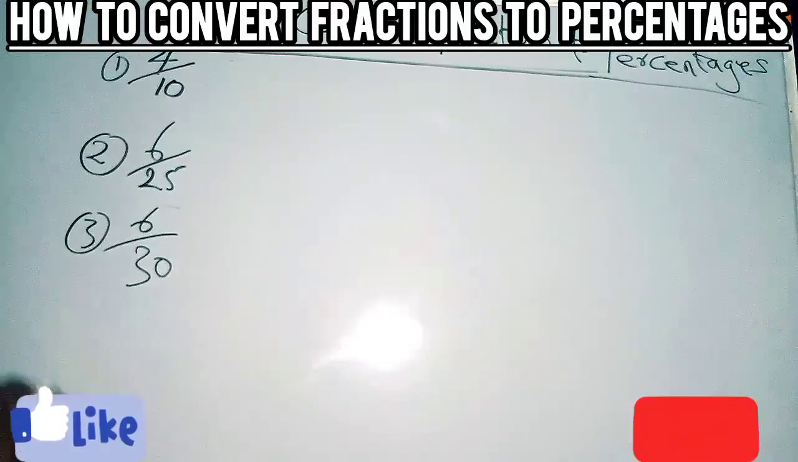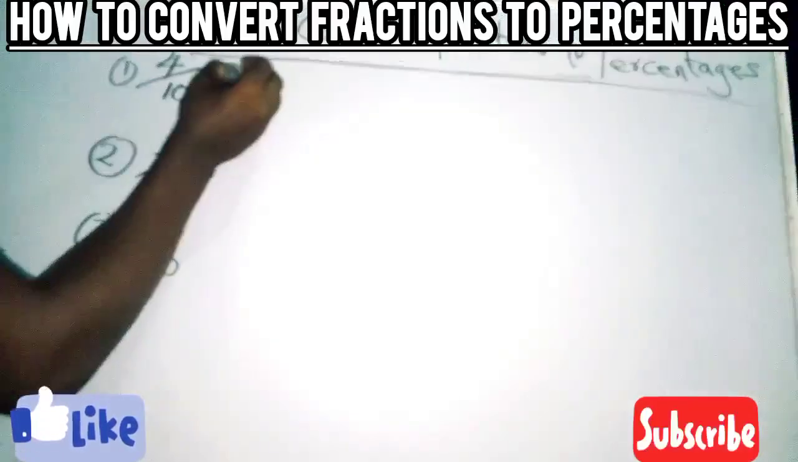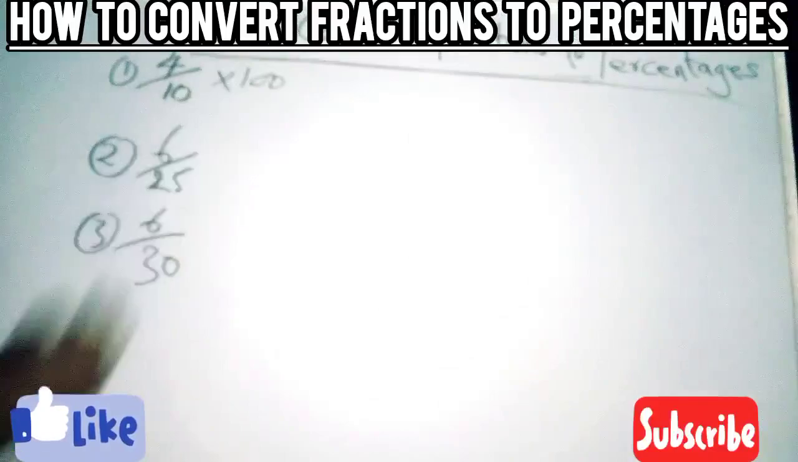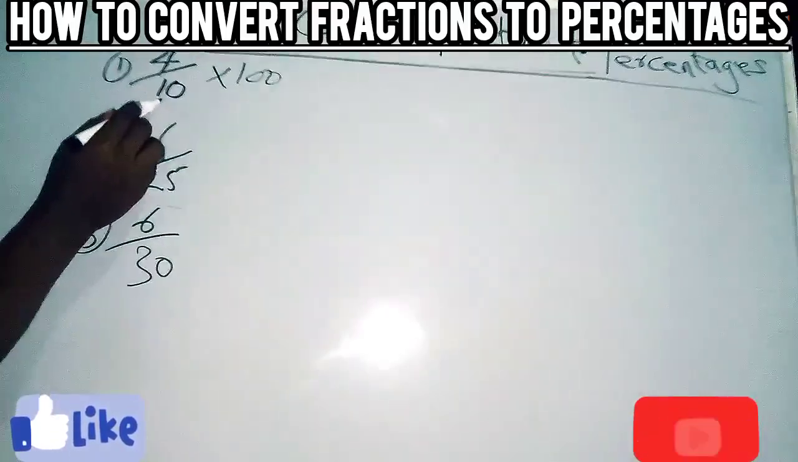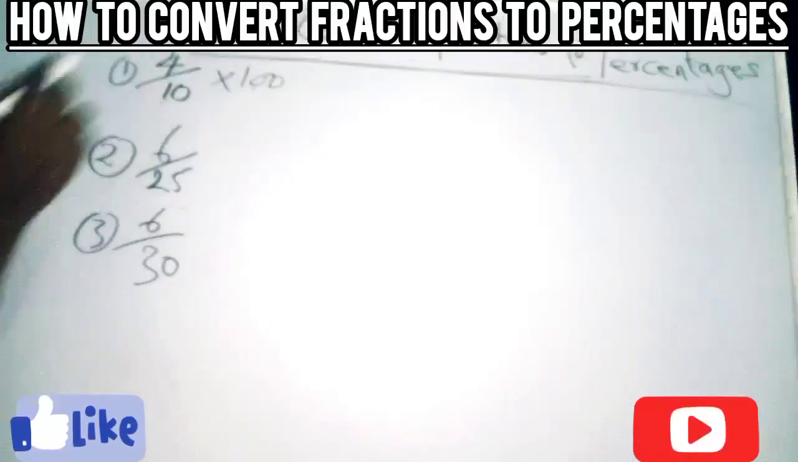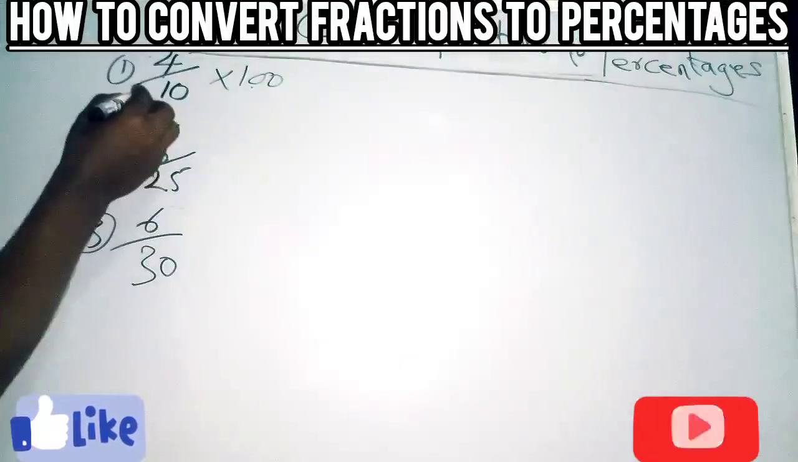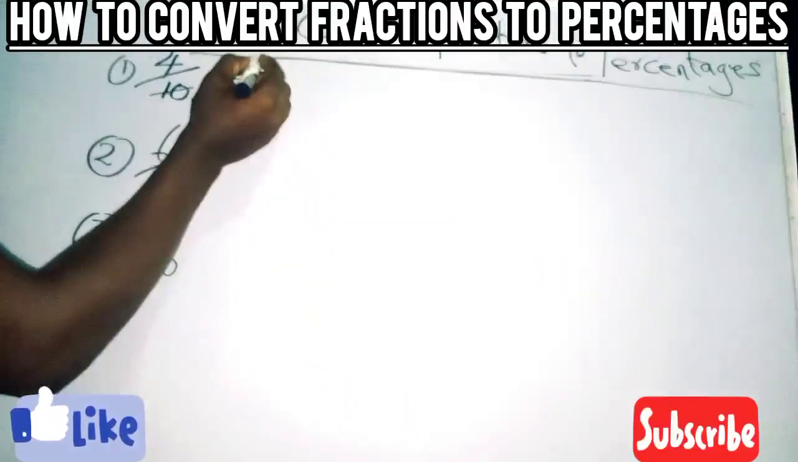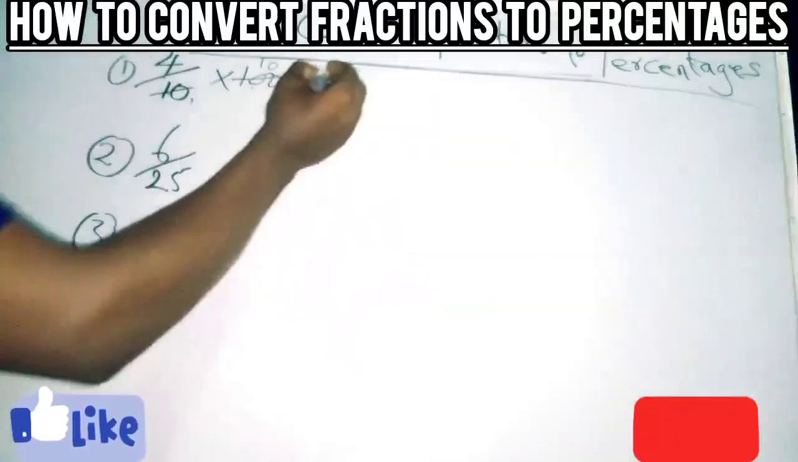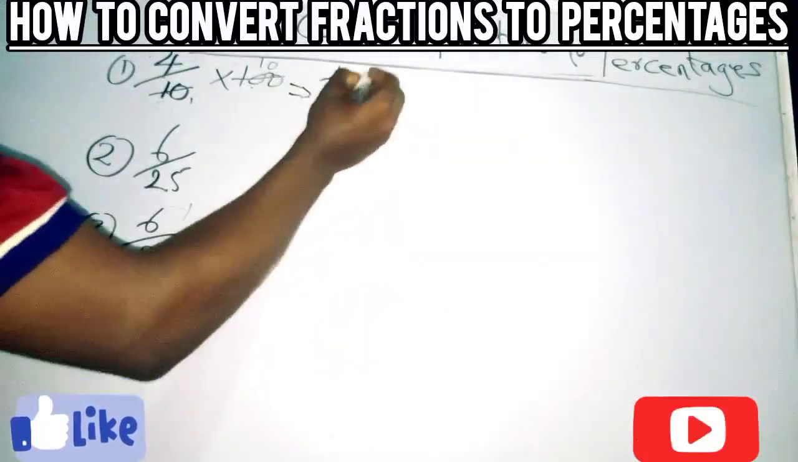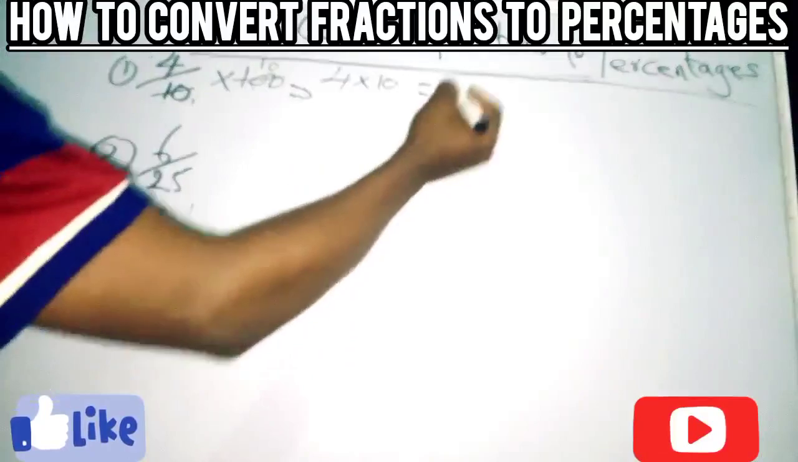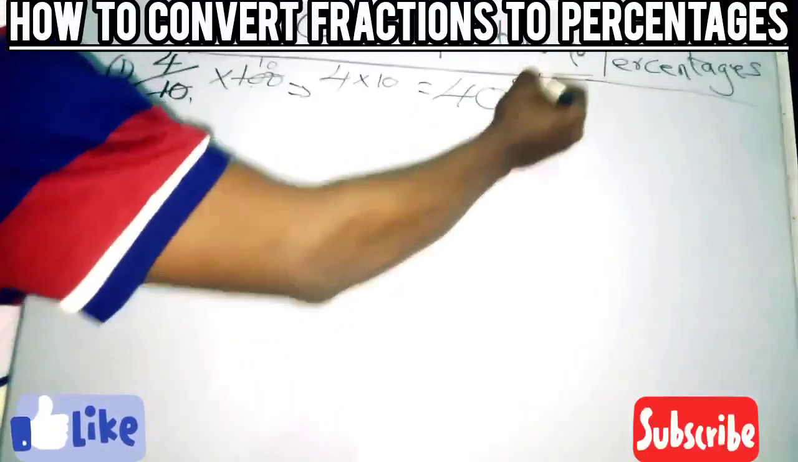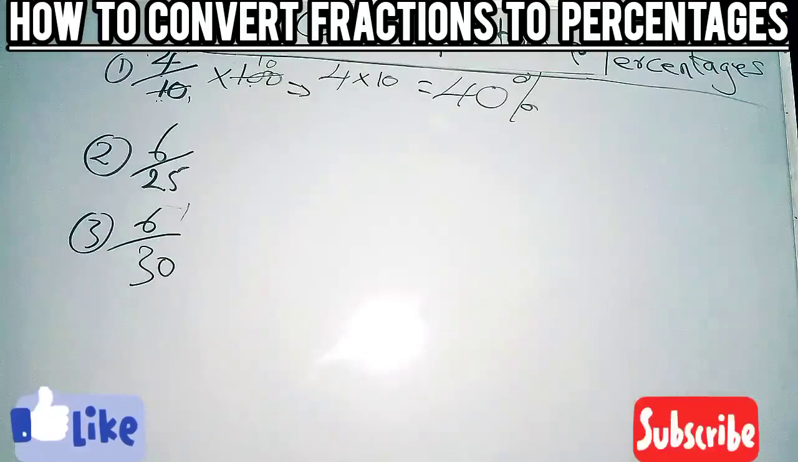The first thing, as we said, is to multiply your fraction by 100. And if you can cancel the denominator by either the 100 or by the numerator, you do so. This time around, I'm going to cancel this. The 10 can go into itself 1 time, and the 10 can go into 100 how many times? 10 times. So therefore, I'll be having 4 times 10, which is going to give you 40. Then I'll only have to add my percentage sign to it.